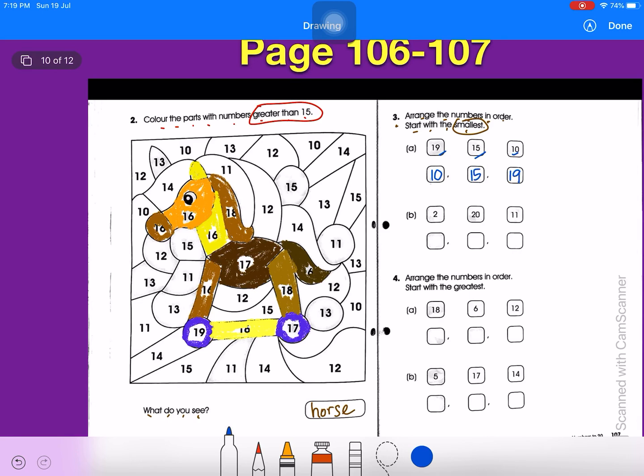So B also the same, start with the smallest. The numbers given are 20, 2, 20, and 11. Smallest is 2, followed by 11, and then 20.